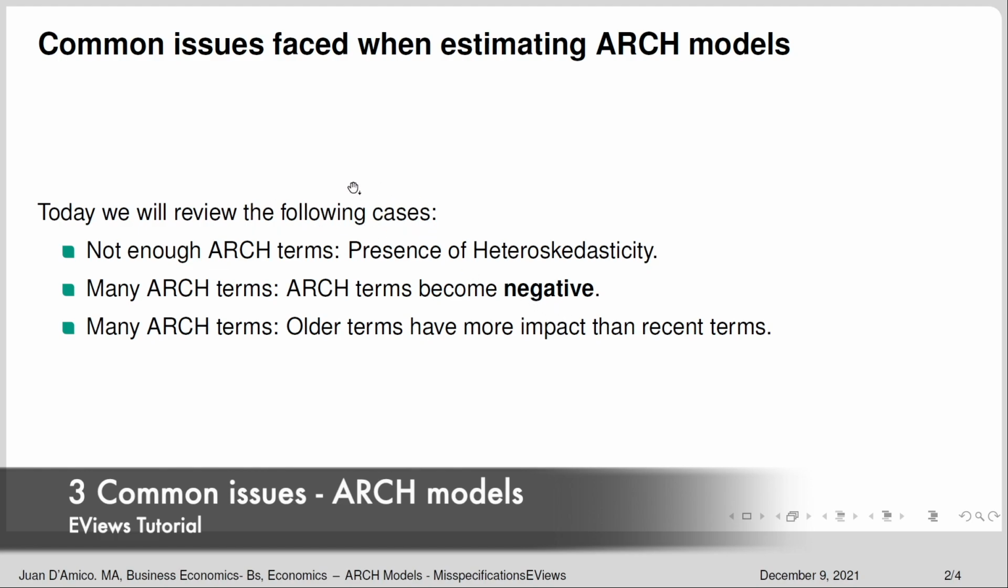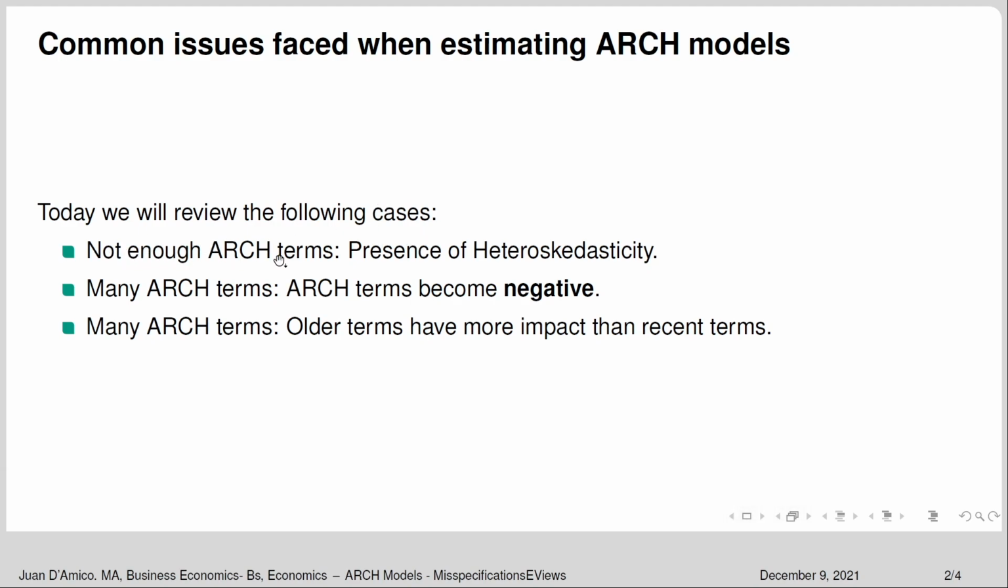So we're going to be reviewing today the following three cases. The first case is you don't have enough ARCH terms, and what's going to happen then is that you will still be in the presence of heteroskedasticity. The second problem is that maybe you have included so many ARCH terms that your ARCH terms become negative. And because we are talking about modeling the variance, these numbers cannot be negative. And the last scenario is that with many ARCH terms, sometimes the older terms will have more impact than the recent terms. This is something that is not appropriate in ARCH models. You would also want to make sure that in all your ARCH terms, the recent terms have more impact than the older terms. So we're going to be covering this in the coming slides, so don't worry, we're going to go through each of these cases.